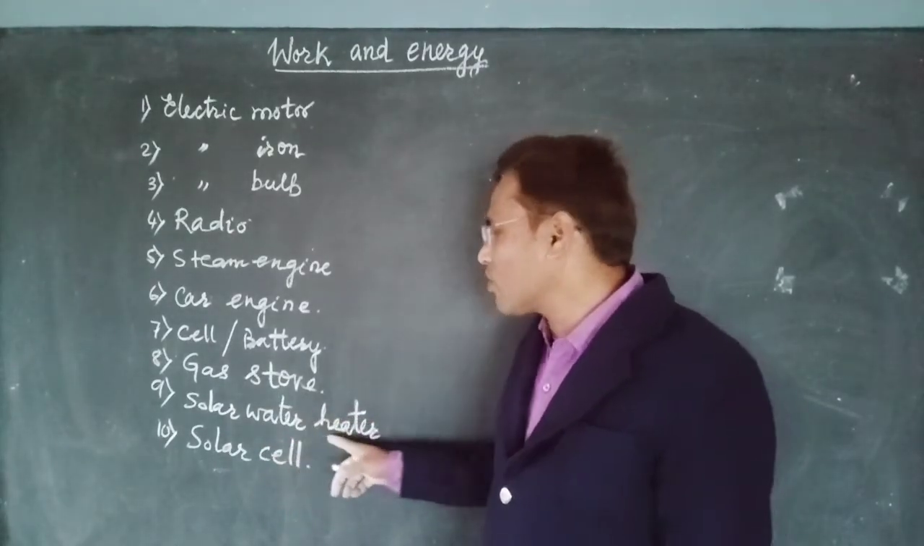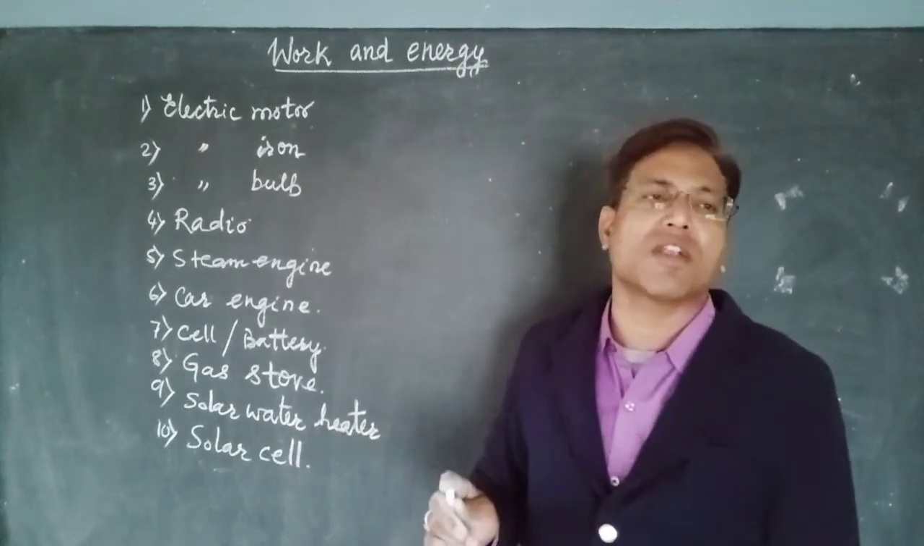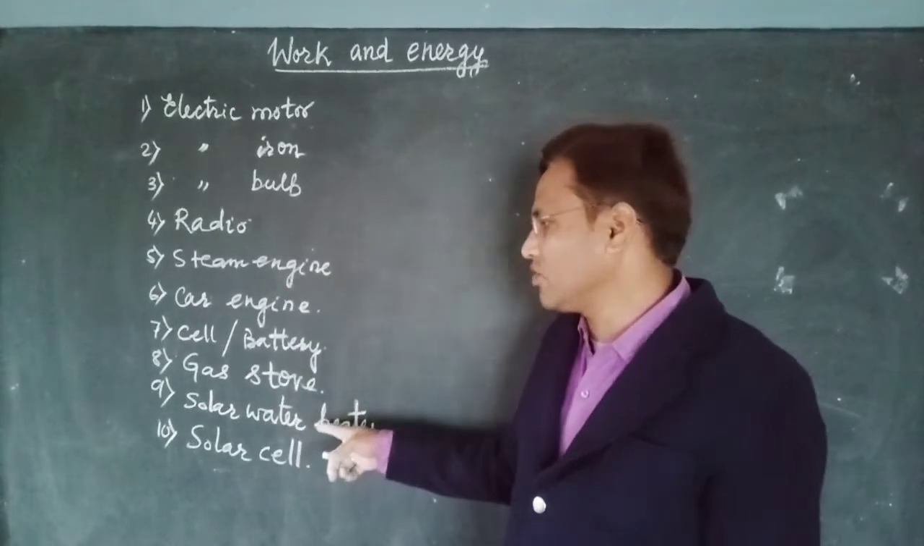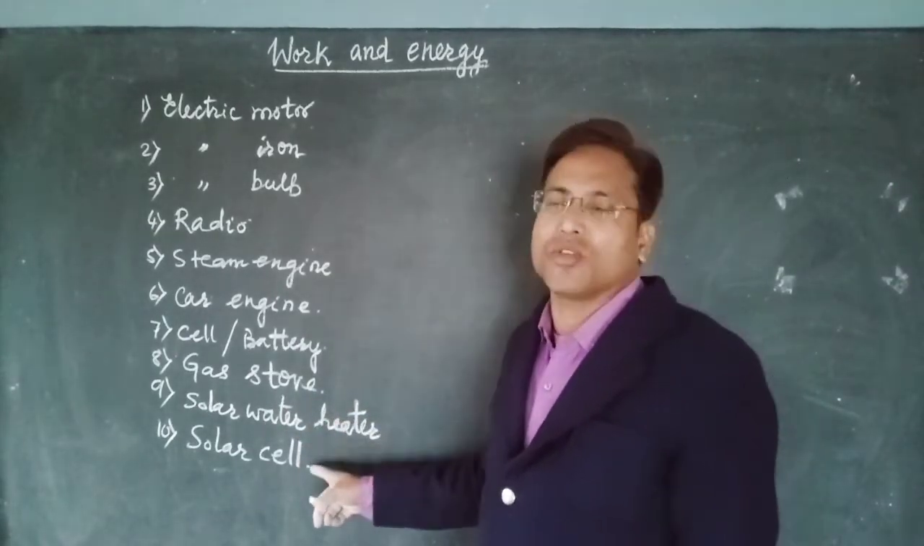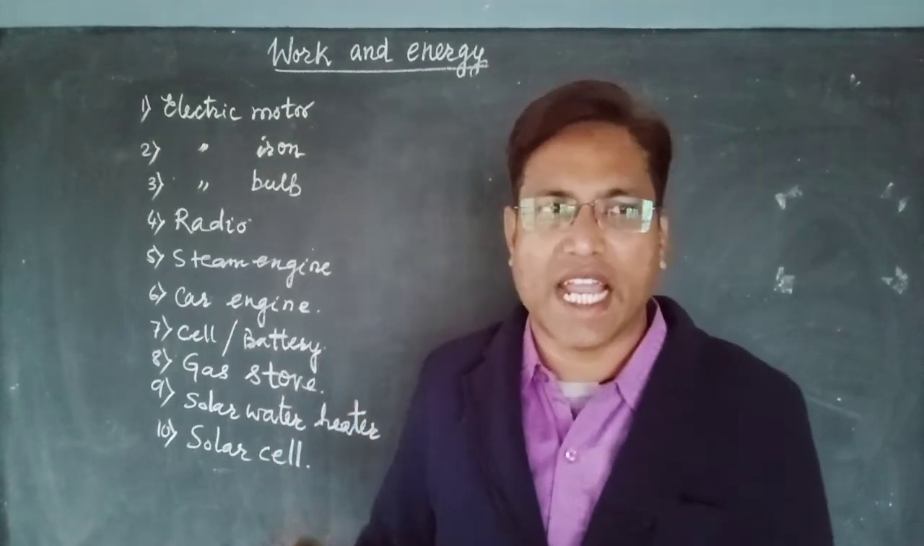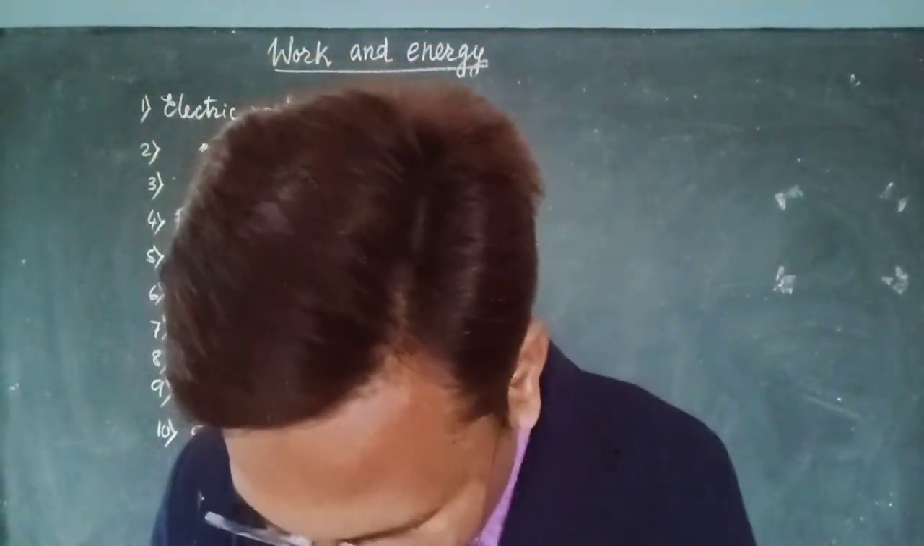Then we have the solar water heater. In the solar water heater, the solar energy of the sun is being converted into heat energy. In the solar cell, in the same way, solar energy is being converted into light energy or electrical energy.